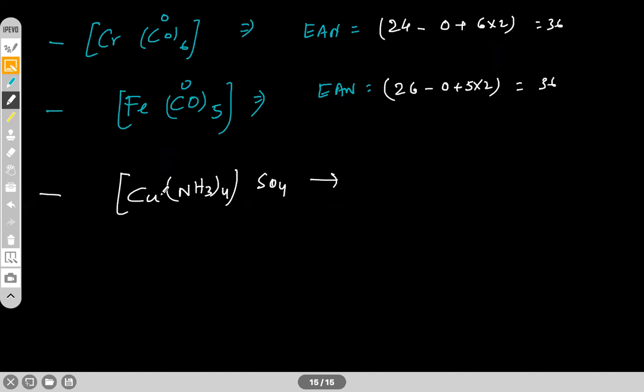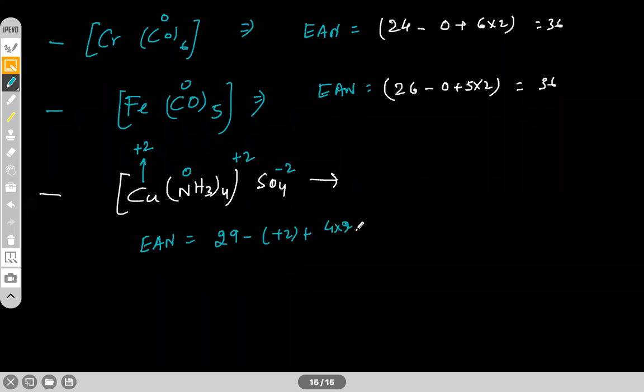35, right? So effective atomic number, you see NH3 is a neutral ligand, sulfate is minus 2. So this complex has plus 2 charge, and hence the oxidation state of copper is plus 2. Is it right? So the value of EAN, 35, is correct. Copper is 29, oxidation state is plus 2, plus 4 × 2, and this becomes 35.